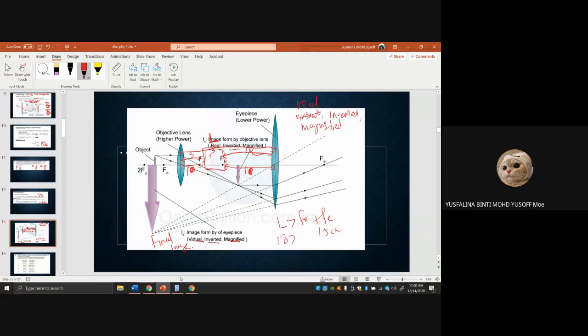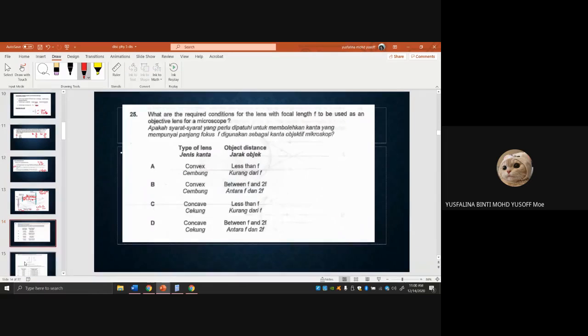Let's see the last question before I stop. What are the required conditions for the lens of focal length f to be used as an objective lens for a microscope? Remember, the microscope and telescope both use a convex lens, so this one should be wrong. Then the object distance for the microscope should be between f and 2f, so the answer should be B here. For the telescope, there is no object distance, because the object is very far.